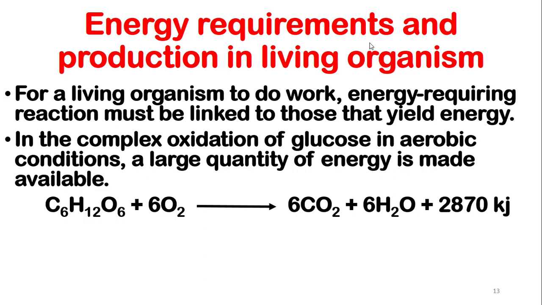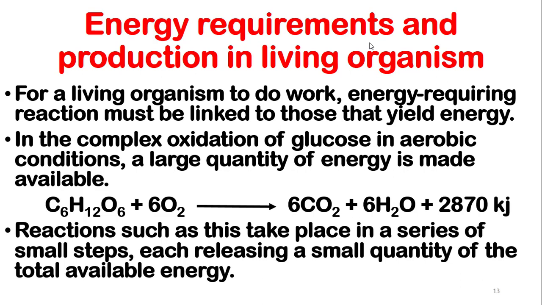Now, this chemical process is not as simple as it is written. It requires almost 4 steps to complete, and those 4 steps are glycolysis, link reaction, Krebs cycle, and oxidative phosphorylation. It is a very complex and lengthy process that converts a glucose molecule into carbon dioxide, water, and energy. Reactions such as this take place in a series of small steps, each releasing a small quantity of the total available energy.